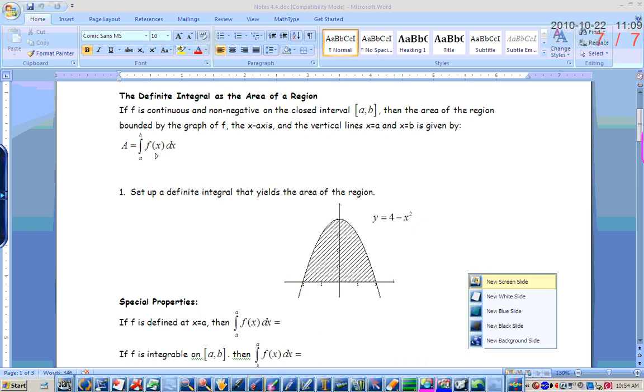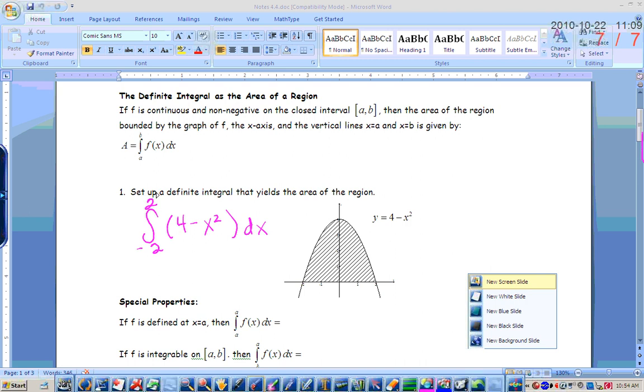On number 1, set up a definite integral that yields the area of the region. So the area of this shaded region would be the integral of the equation, which is 4 minus x squared dx, because a dx always goes with the integral. And then I would want to integrate from lower x value to upper x value. So between what two x values? -2 and +2.